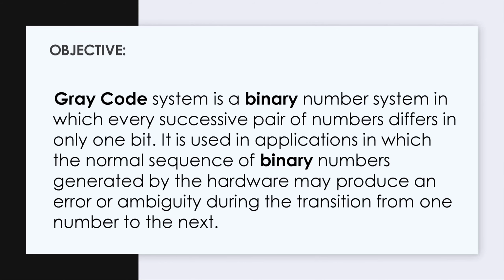Now we'll see the objective. Gray code system is a binary number system in which every successive pair of numbers differs in only one bit. It is used in applications in which a normal sequence of binary numbers generated by the hardware may produce an error or ambiguity during the transition from one number to the next.